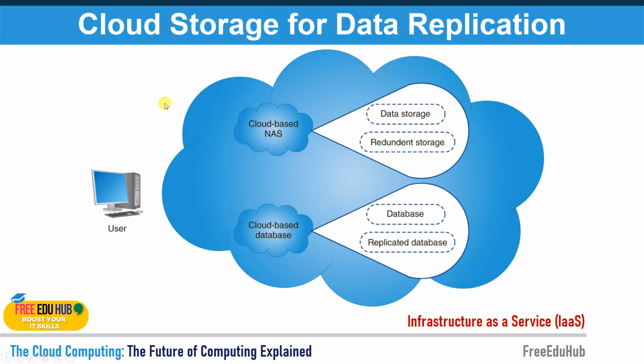Now, the cloud storage for data replication. As you can see, the user is maintaining everything in the cloud, in a cloud-based NAS, which is network attached storage, or a cloud-based database where the data storage and a redundant data storage are there. Likewise, there will be a duplicate of the database, and the backup of the database will be maintained in the cloud.